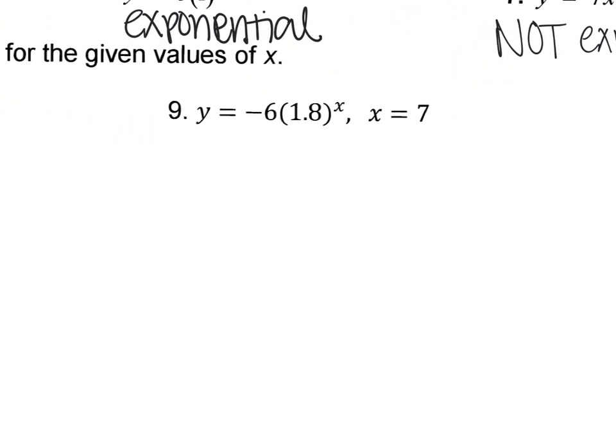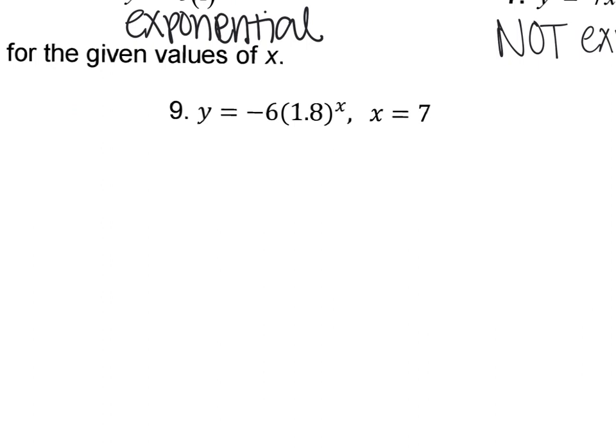If we look at number 9, everywhere I see an x, this time I'm plugging in 7. Now it's not written in function notation, but it gives you what x is equal to. So that's how you're going to evaluate it. It's the same as the other, it just looks a little bit different. So to find y, I do -6 times 1.8. Again, we're keeping this stuff the same, just bringing it down, but now instead of x, I'm supposed to plug in 7.